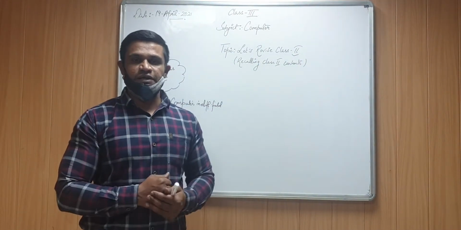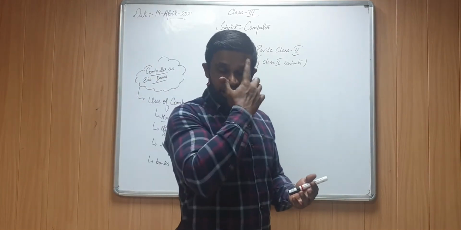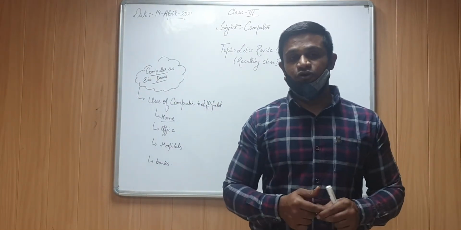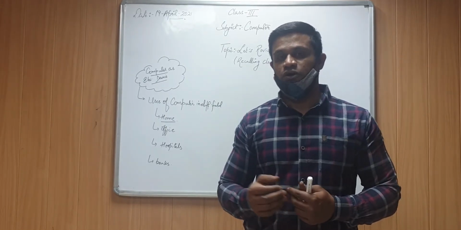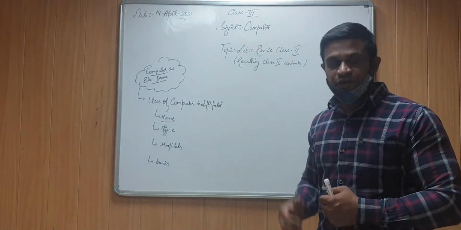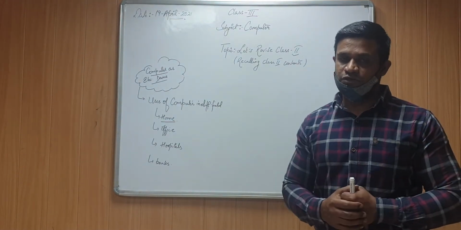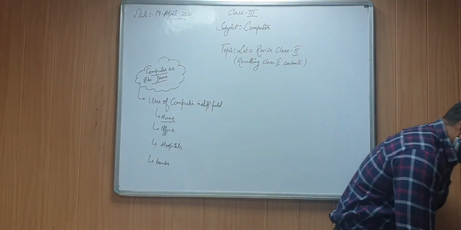The smaller version is the tablet, which can be kept in your palm. And nowadays, the Android phones are also a computer system itself, which can be kept in your pocket and taken from one place to another. So these were the topics which we had discussed.